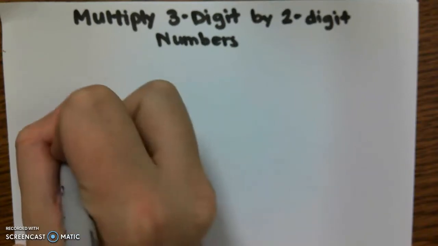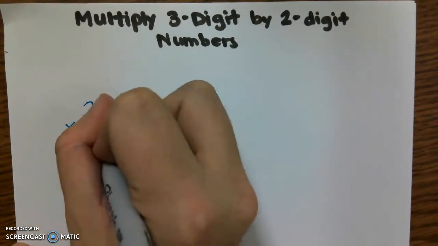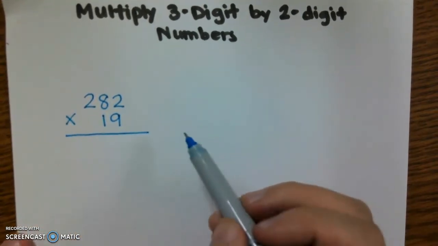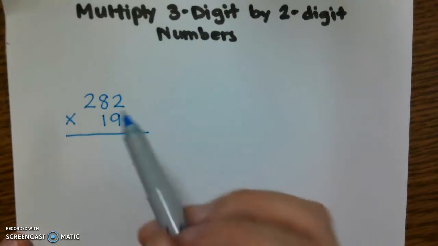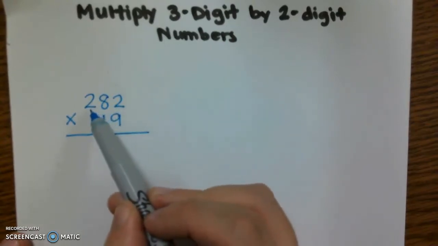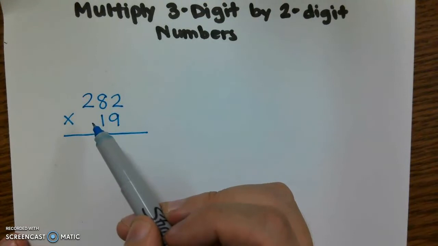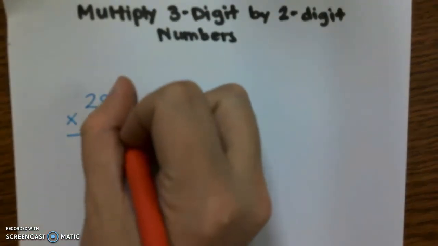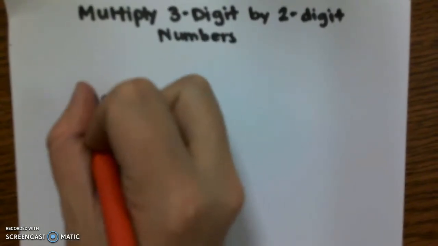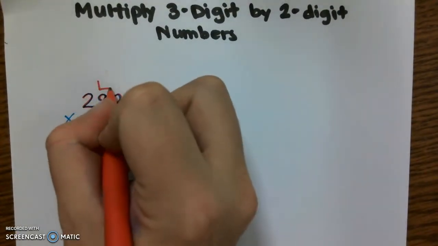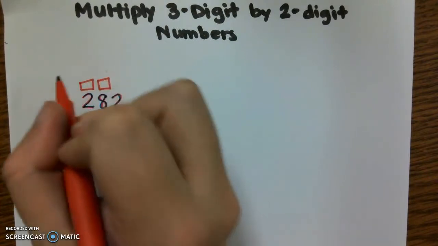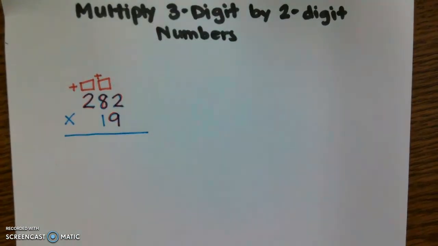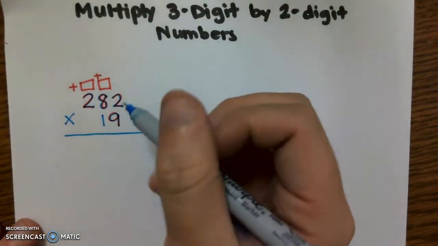So if I have a problem like 282 times 19, I'm going to follow the same process as I did with 2-digit by 2-digit. The only thing is I have a third digit over here in the hundreds place that I have to multiply by. So what I'm going to do is take this 9 and multiply it by 2, 8, and 2. And I might have to regroup. And when I regroup, remember, we add these numbers. Okay, so let's do one, and then I'll talk through the rest.